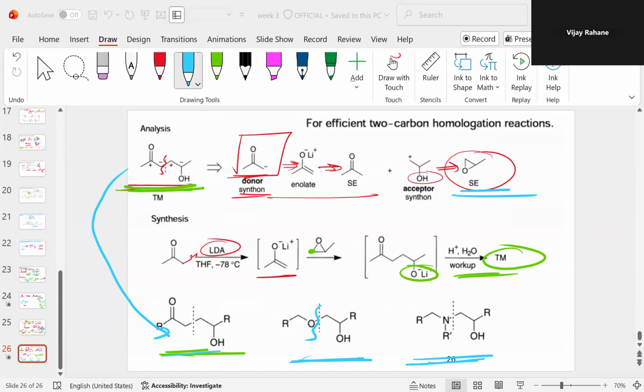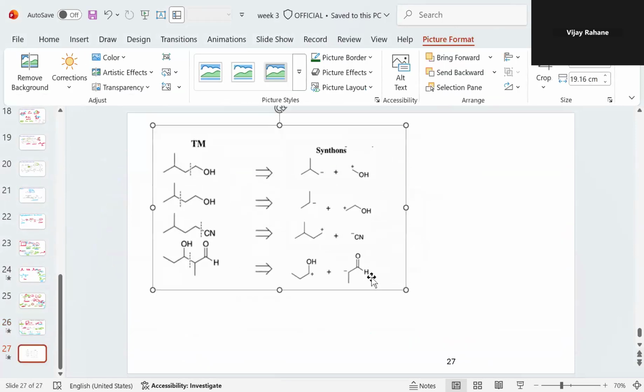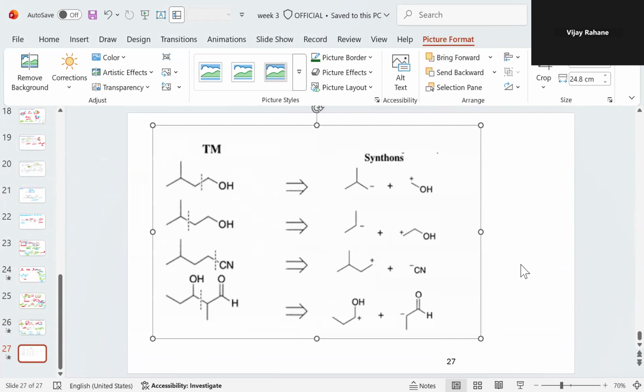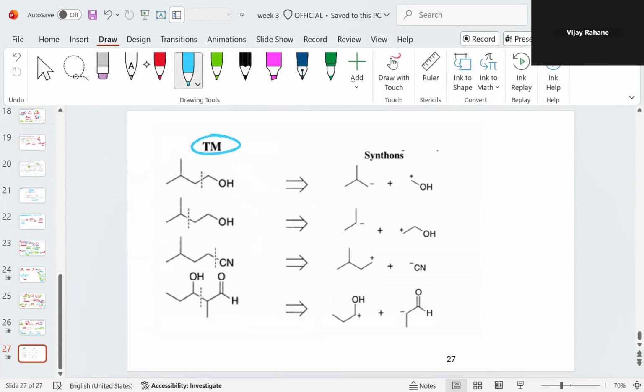So if you just give some more target molecules and the different types of synthons and then the synthetic equivalents. So if I just add one more slide. So let us say this type of target molecule we have now. So these are the target molecules given, and different possible synthons are given here. So if you have such a similar target molecule, the disconnection we can do at this position.